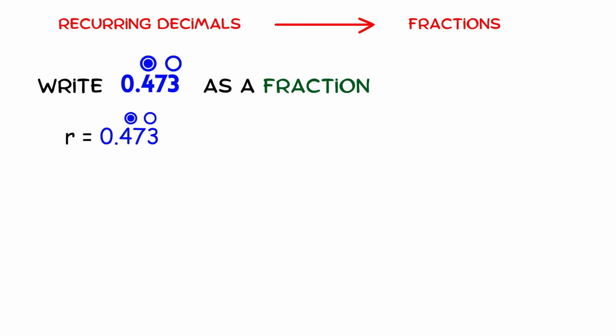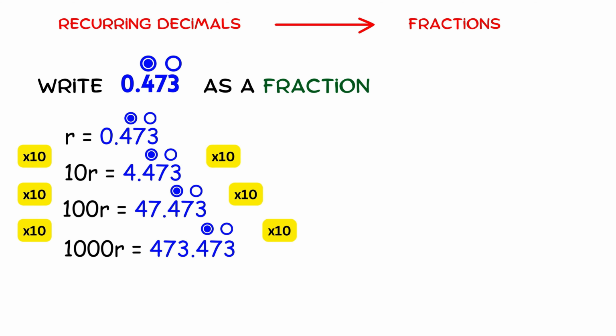Next, you need to multiply both sides of the equation by 10 until you end up with one entire set of the recurring digits on the left of the decimal point. So we want to end up with a whole set of 473 on the left of the decimal point. If we multiply it by 10 once, we'll get 10 R equals 4.734 recurring, times 10 again gives us 100 R equals 47.347 recurring, and times 10 once more gives us 1000 R equals 473.473 recurring. So we now have a full copy of the recurring digits to the left of the decimal point, and so we can stop multiplying by 10.